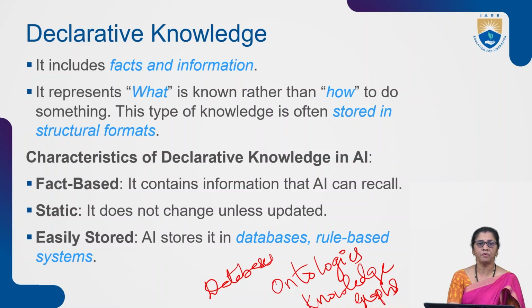We'll see a few characteristics of declarative knowledge in AI. First thing is fact-based. So it contains information. As I said earlier, it will store the data and then it will recall it. The next characteristic is static. That is, the information that is stored will not change unless and until it is updated. Next one is easily stored. AI stores it in databases and rule-based systems. The rules are like if-then. If the condition, then what is the action? So in this structural format, the data is stored.